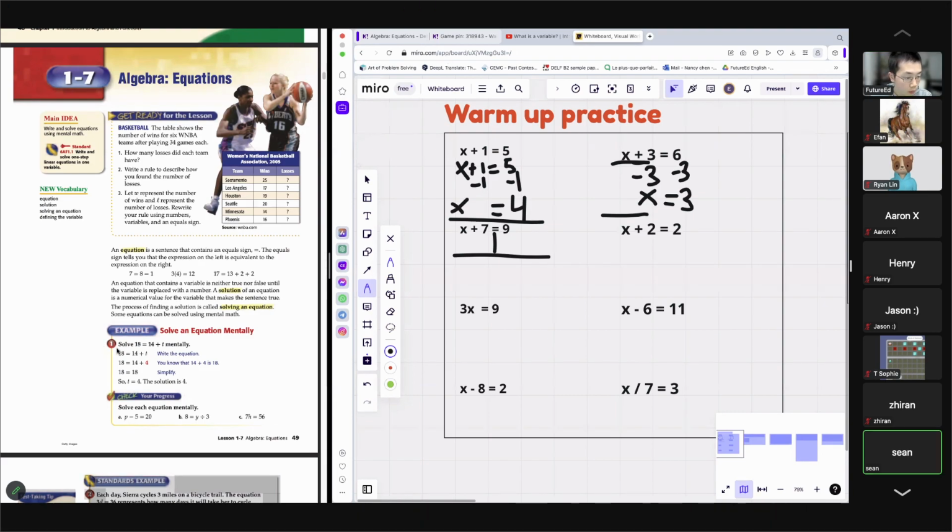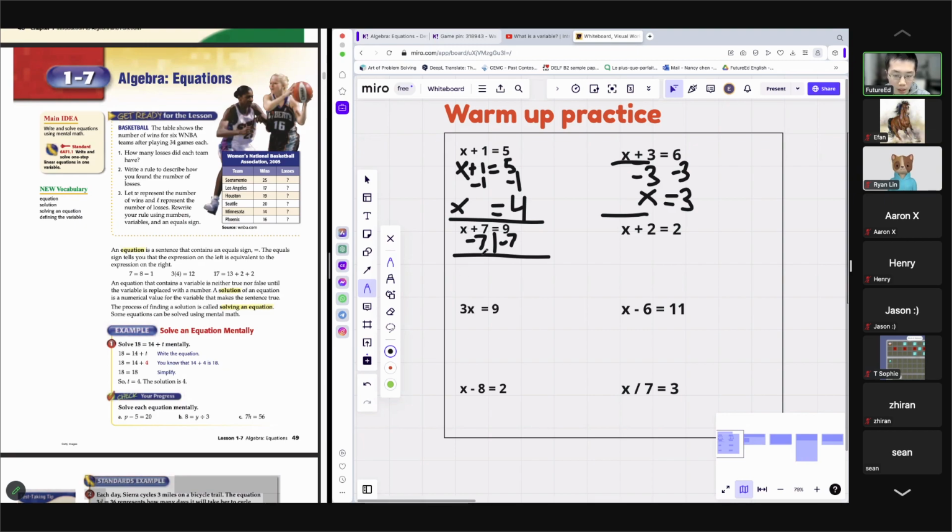Sean? So we have x plus 7 equals 9. What do I do over here? How do I solve the equation? Okay, so we would have to subtract 7 on both sides, right? If we subtract 7 on this side, then we will also need to subtract 7 on this side, correct? Okay. So if we do that, what do we get at the bottom?